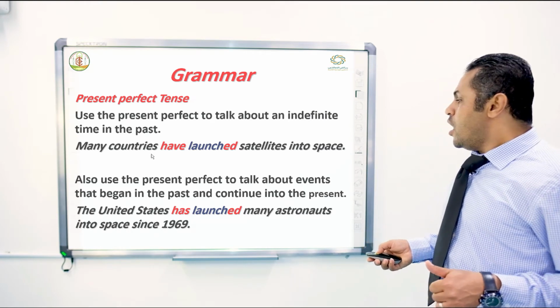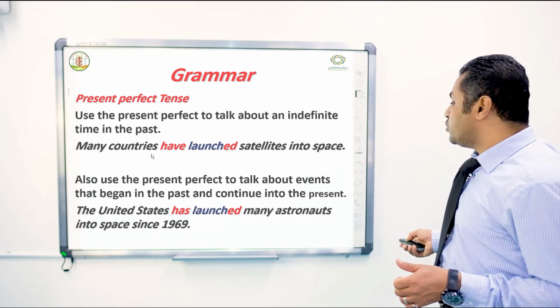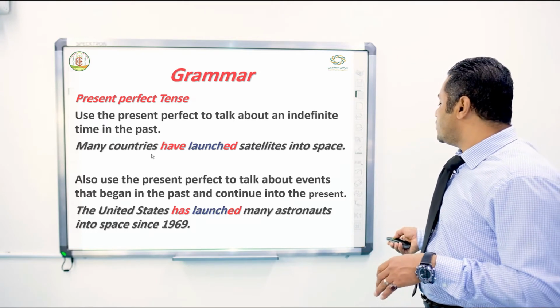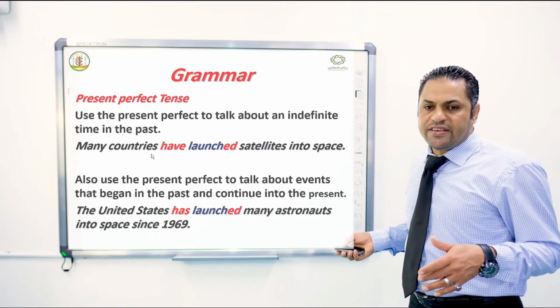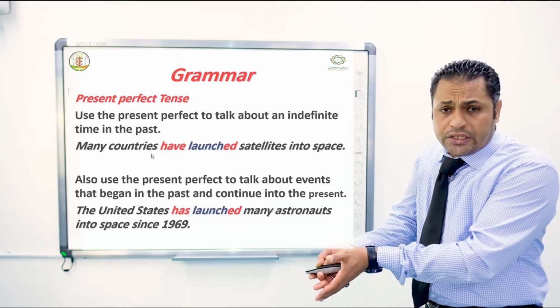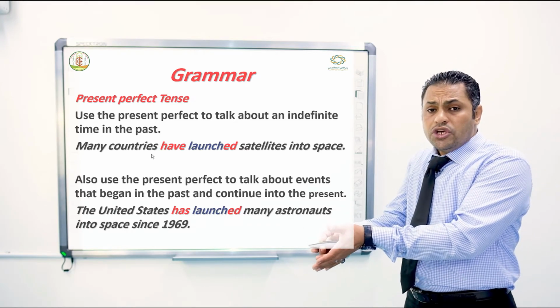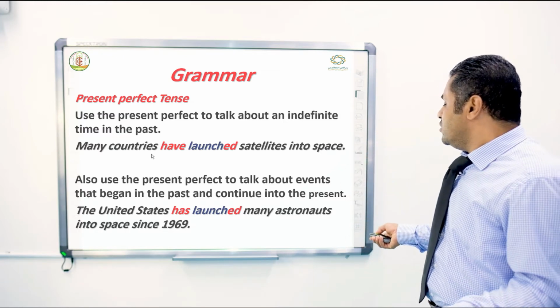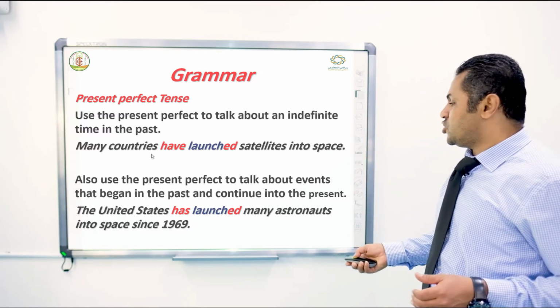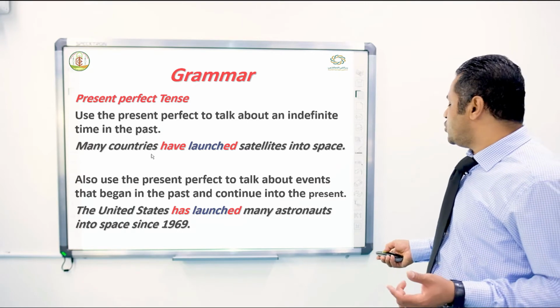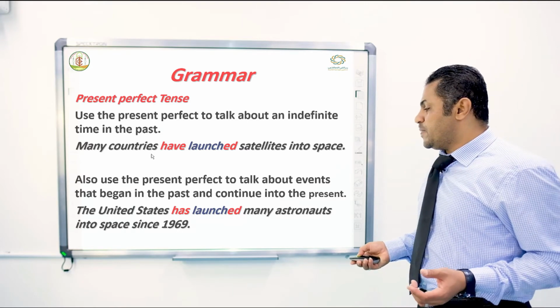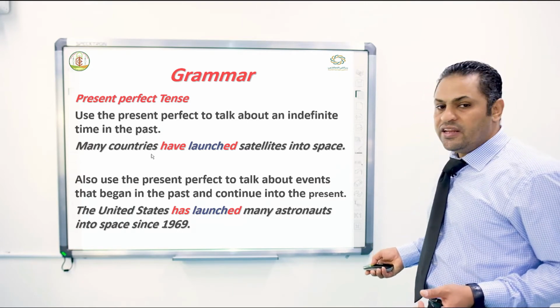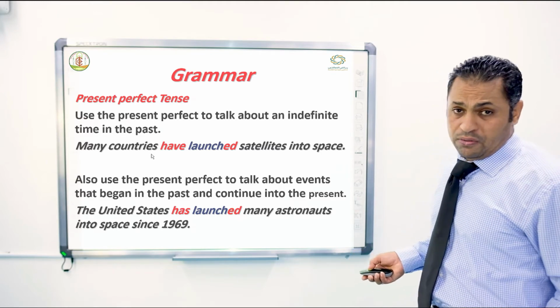Also, we use the present perfect to talk about events that began in the past and continue into the present, such as when you are talking about your learning, your education, your school. You began it in the past, but it continues now into the present, such as the United States has launched many astronauts into space since 1969, and it hasn't stopped till now.